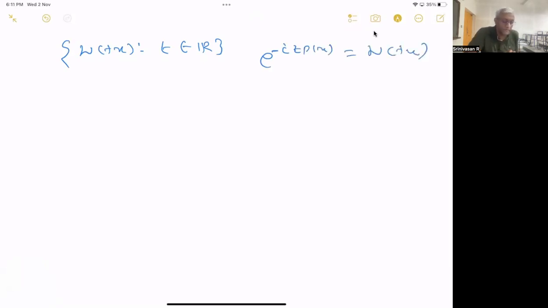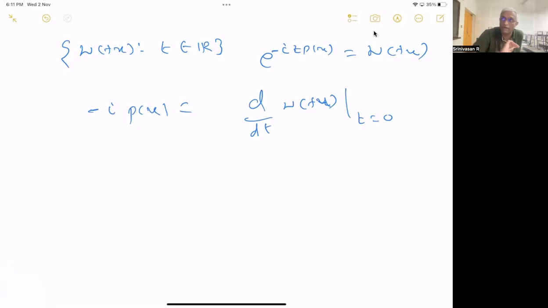Okay. So maybe I mixed up last time. The thing is, what we get is iPu, maybe I forgot the minus i or something, which is equal to d by dt of W of tu at t equals 0. That is the right thing. Maybe I forgot the i, or I don't remember last time. So this is the right formula.